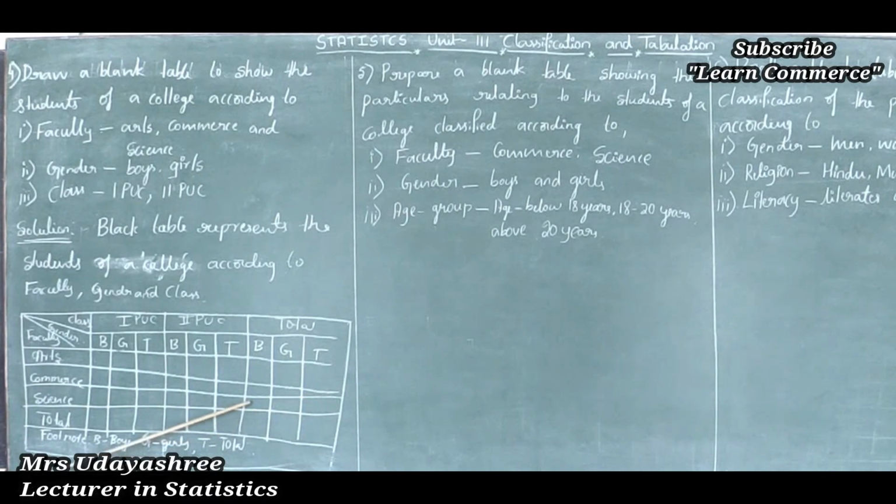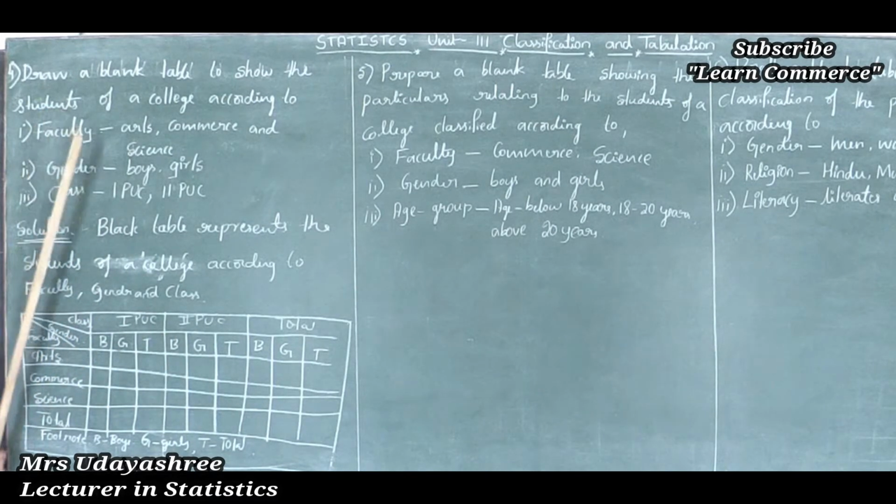Like that, this column indicates the total number of boys in science, this the total number of girls in science, and this the total number of science students. Like that, this column indicates the total number of boy students and the total number of girl students, and this indicates the total number of students. Okay, this is all about the first problem, problem number 4.